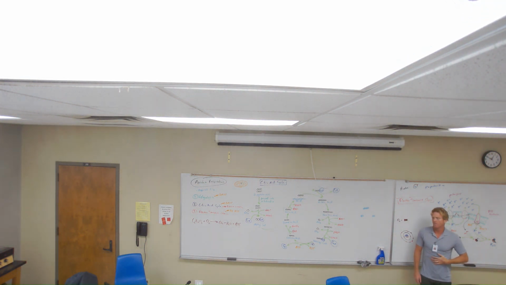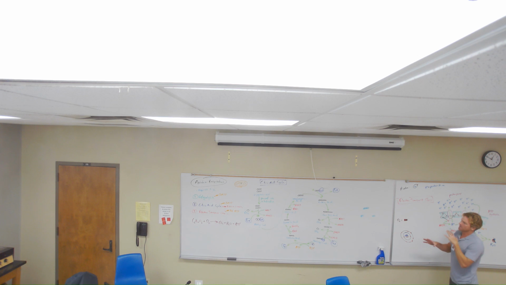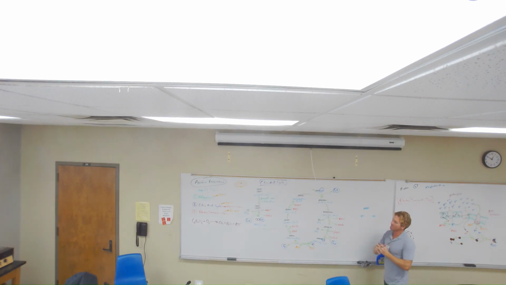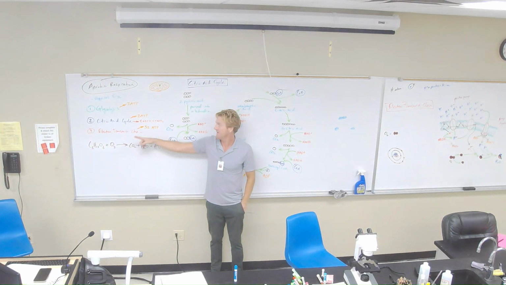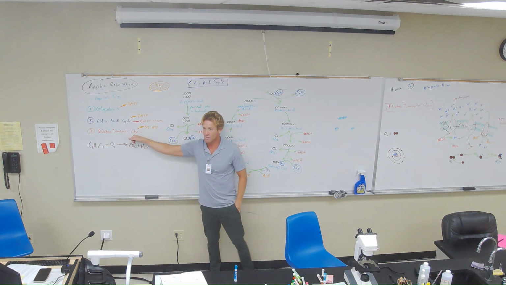Alright guys, so last time we talked about the citric acid cycle. The overall goal of today's lecture is to talk about aerobic respiration. Remember the three steps. It starts with glycolysis. The citric acid cycle is next, and it produces a whole bunch of NADH and FADH2, which is going to be used to energize the last part of aerobic respiration, which is the electron transport chain.